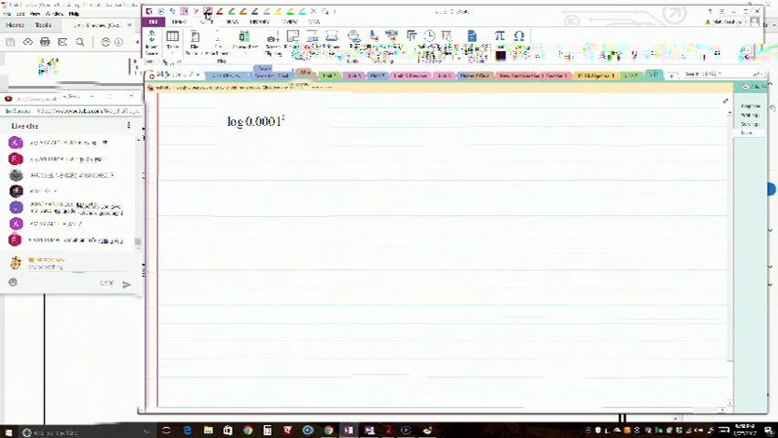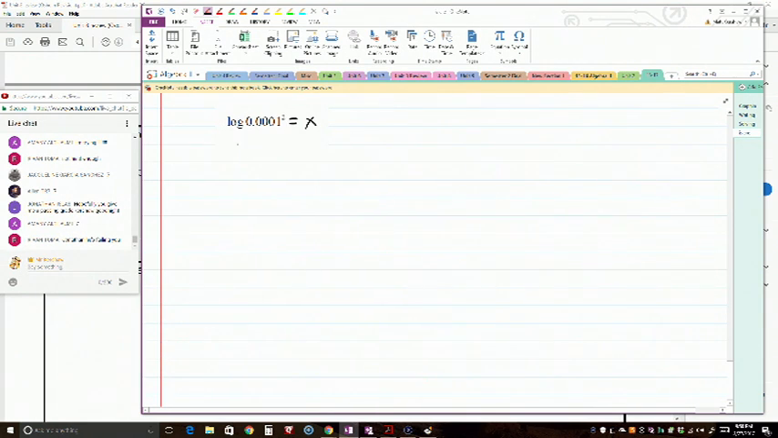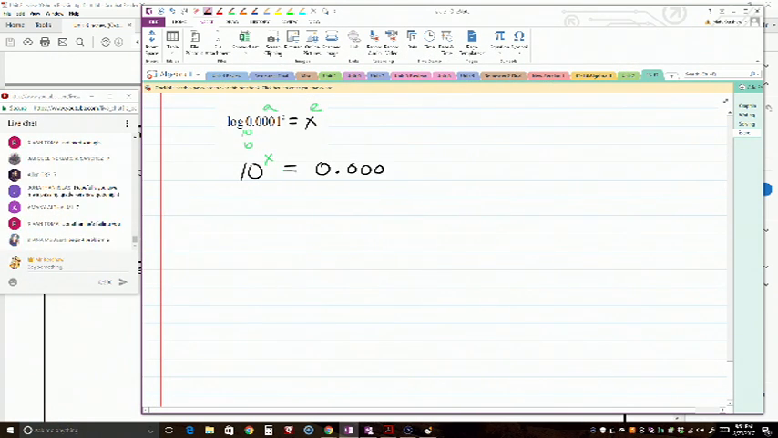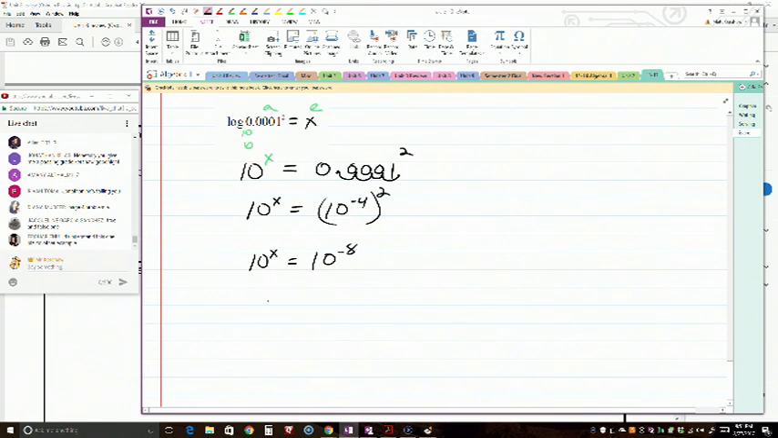All right, for this one, what we don't know is the... and so if we rewrite it with our base of 10, this is 10, our base, our answer, our exponent. So 10 would equal 0.0001. So we want to write this with the base of 10. So this equals, so we move the decimal 1, 2, 3, 4. So this is 10 to the negative 4. So now this becomes 10 to the x equals 10 to the negative 8. And x equals negative 8.